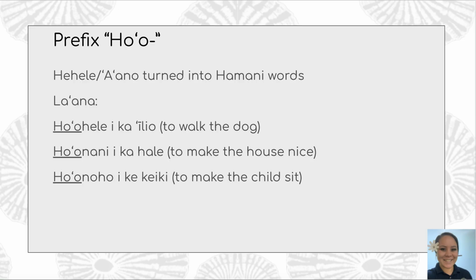And then we have hehele and a'ano that can actually turn into hamani words using the prefix ho'o. Yeah, placing the ho'o before a hehele or an a'ano makes it a hamani word, makes it an action verb. For example, ho'ohele. Yeah, we know that the word hele means to go. So placing the ho'o before the hele makes it to make go. Yeah, to make go. For example, ho'ohele i ka 'īlio. Yeah, to make the dog go or to walk the dog.